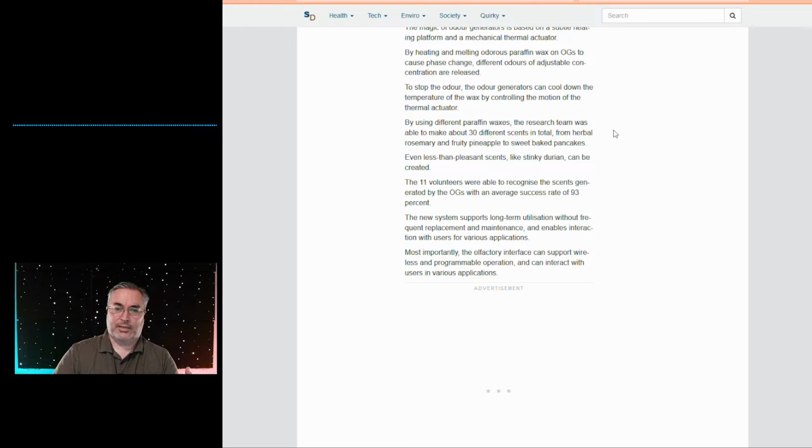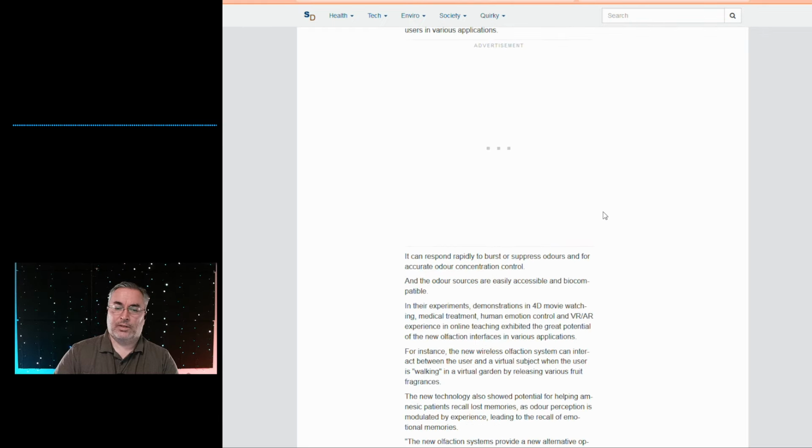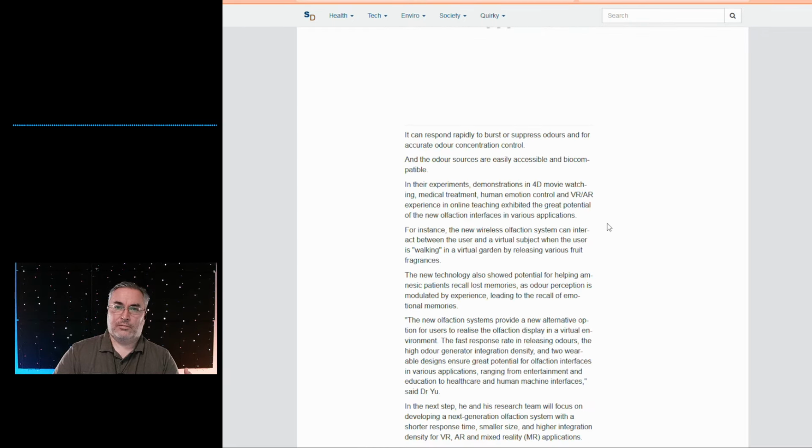That's pretty much anything that, if we find out what like a base smell is, then we could create everything. Synthesize all kinds of stuff. Or make more scents operate with greater fidelity, right? The 11 volunteers were able to recognize the scents generated by the OGs with an average success rate of 93%. Brilliant. So it's very real, but it's limited.